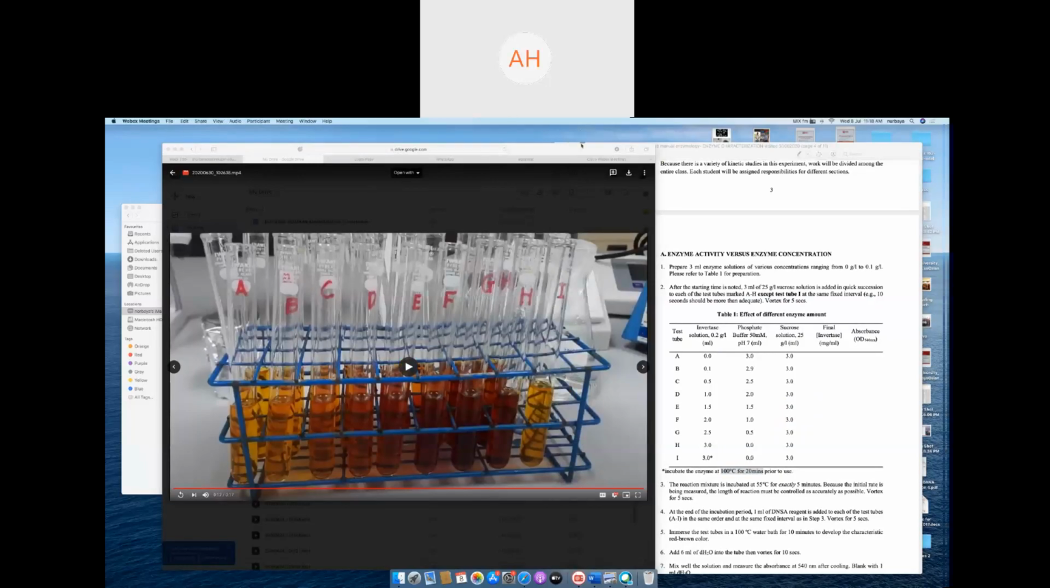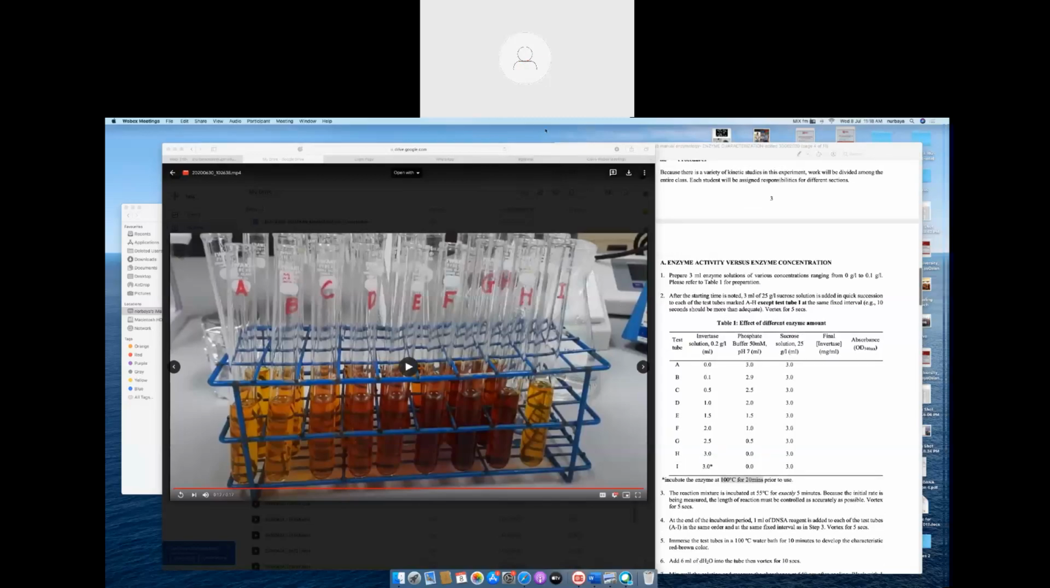So if T0, I mean tube I, should be clear. Yeah, tube I is supposed to have a similar reading to tube A. But yet what we have, tube B, of course tube B will have some reading because we have put a little bit of the enzyme. So this little bit of enzyme will react with the substrate.